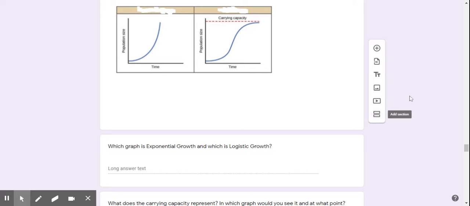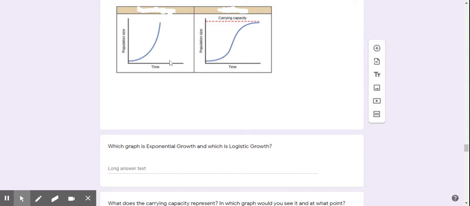So, what we should remember from this is that exponential growth is growth that is exploding. The population is exploding. There's no end in sight. While logistic growth is a more realistic thing that we see in nature, where yes, there is an explosion in the population, but eventually it evens out. And with that, you should be able to say that the exponential growth is actually the one on the left, while the logistic growth is the one on the right.